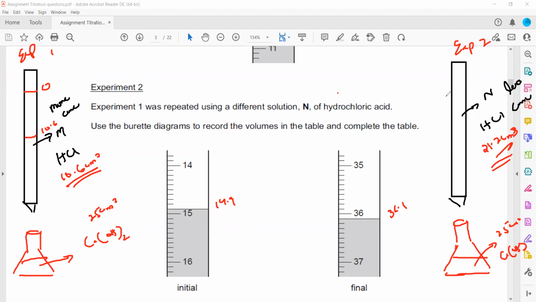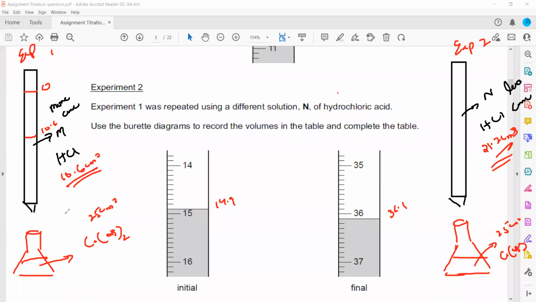So if the unknown solution is in a burette, the one which needs a small quantity for a reaction is more concentrated. But if the unknown solution is in a conical flask, the one which required more amount from the burette is more concentrated. So in the two experiments we discussed, the previous experiment, the unknown substance was in a conical flask, but in this experiment, the unknown substance is in a burette. Now, what will be the color change?